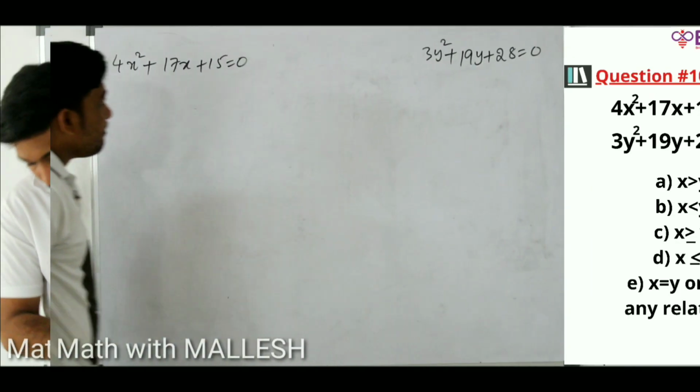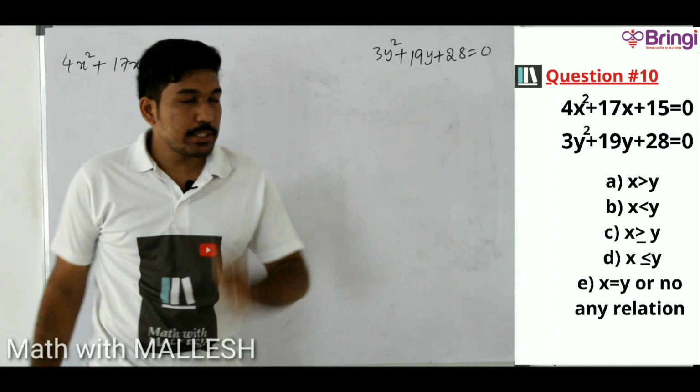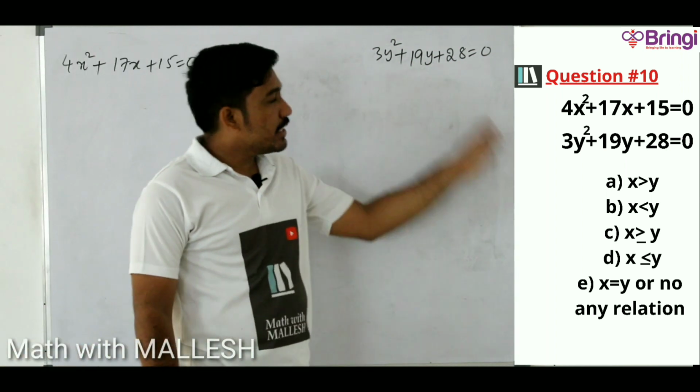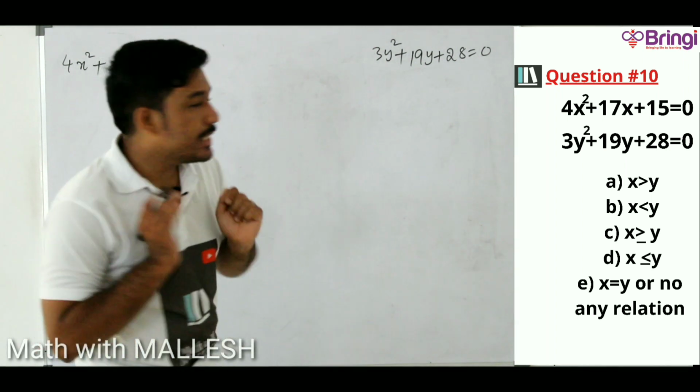So moving on to the next question. See, next question. 4x square plus 17x plus 15 is equal to 0. 3y square plus 19y plus 28 is equal to 0.